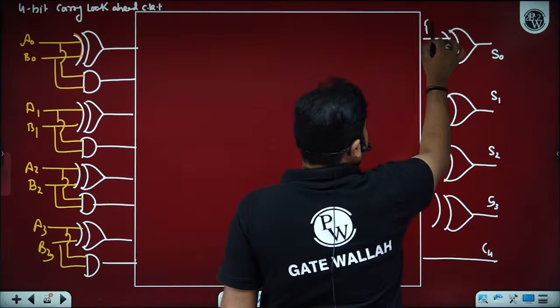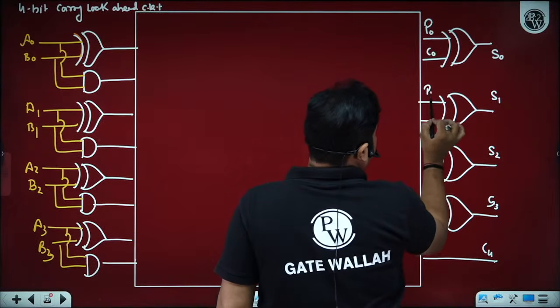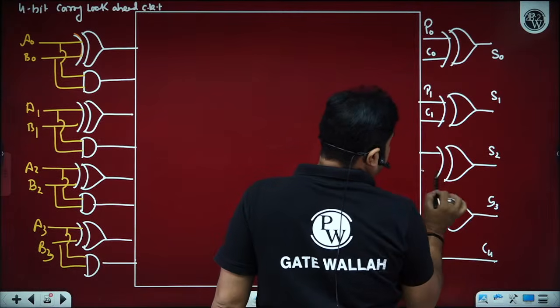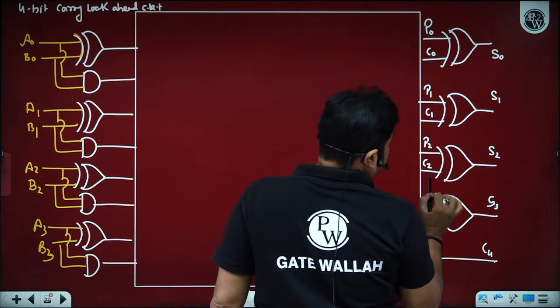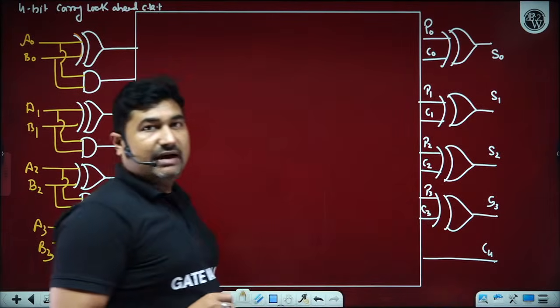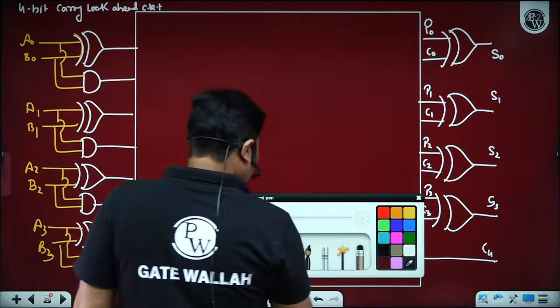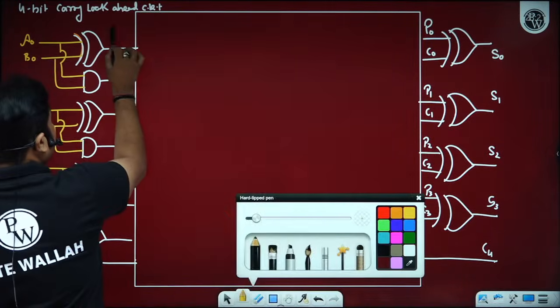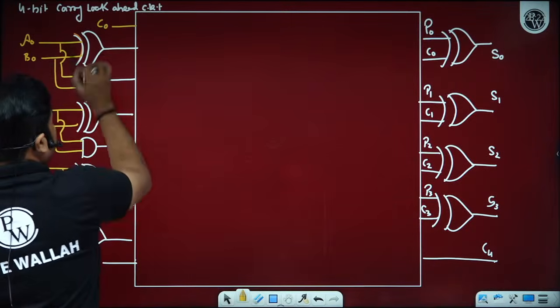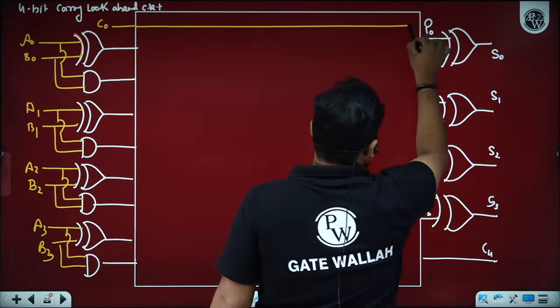That can be represented as P0 C0, then we have to generate P1 C1, then P2 C2, then P3 C3. So definitely if we have all the carries, we can have all the sums at the same time. Is it okay? Yes, sir. Now suppose we have an initial carry C0 available here.